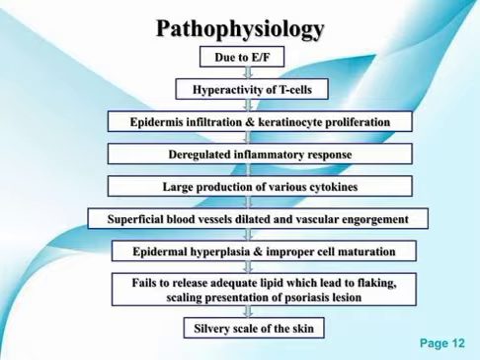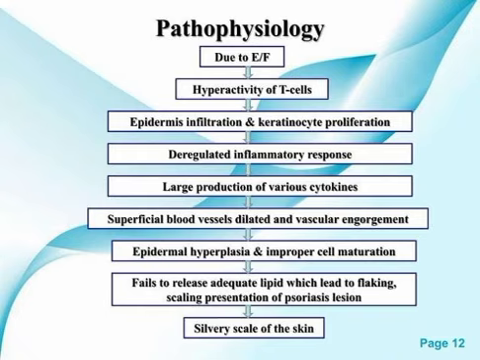So, when there is improper cell maturation, it fails to release adequate liquid, which leads to flaking, scaling presentations of psoriasis lesions. It may also lead to the silvery scale of the skin. Due to environmental factors, it affects the hyperactivity of the T cells. Once the T cells undergo hyperactivity, it may lead to epidermis infiltrations and keratinocyte proliferations, which may lead to deregulated inflammatory responses, and so it may lead to the large production of various cytokines.